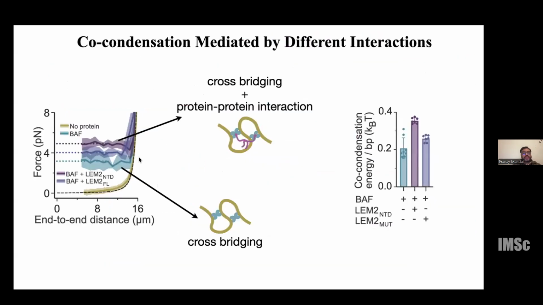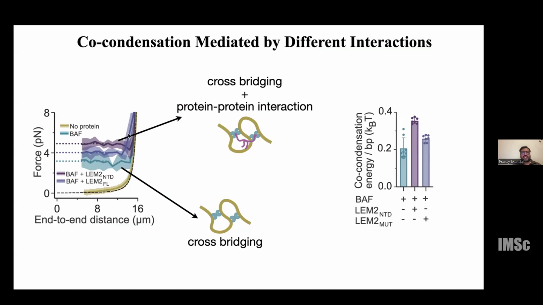So as I said, we can also measure the interaction energy, the co-condensation energy, from this FD curve. You can just integrate the area under this curve and calculate the energy that is stored in these co-condensates. Now, in one extreme, you have just BAF, where the BAF loops this DNA and forms these co-condensates.